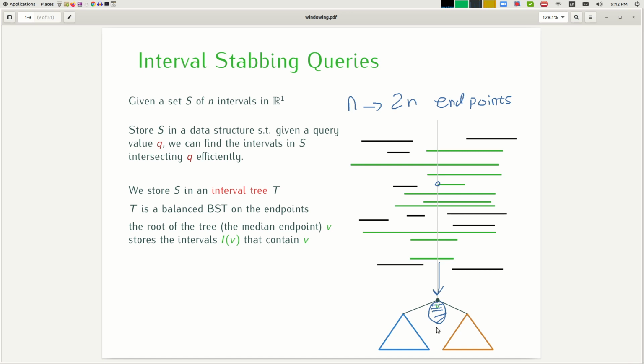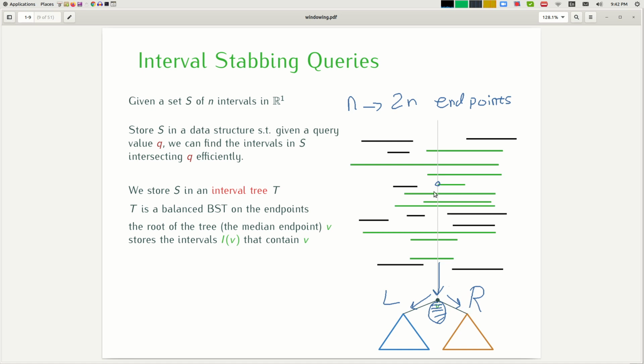The remaining line segments in the input either completely lie to the left of this vertical dividing line or completely to the right. So then I do a recursion. This recursion is on the set of line segments that are completely to the left and completely to the right, and that's essentially how I build the interval tree.